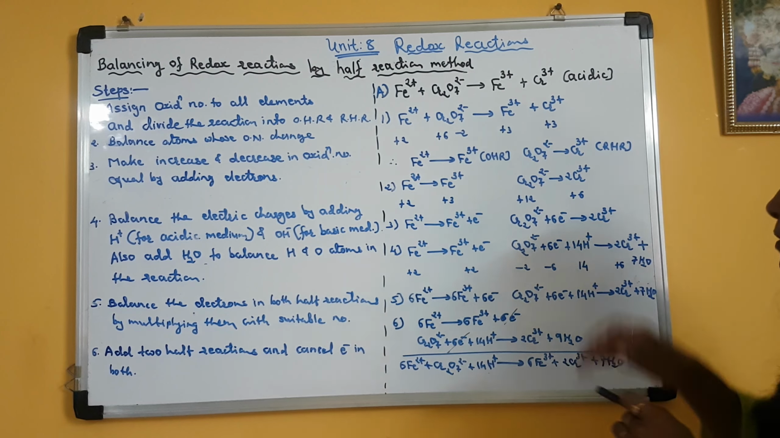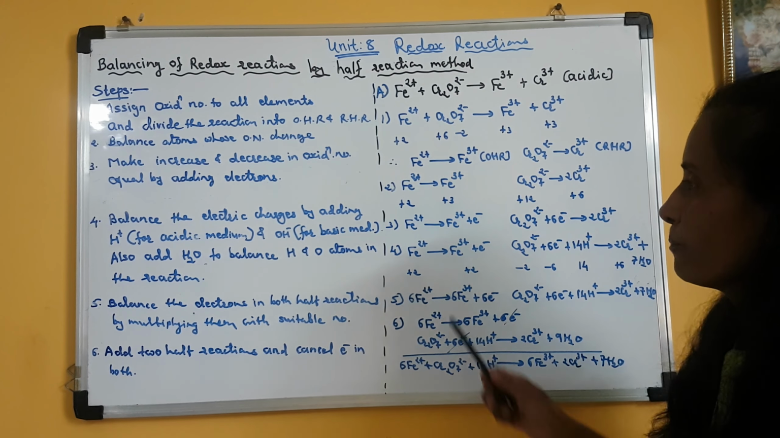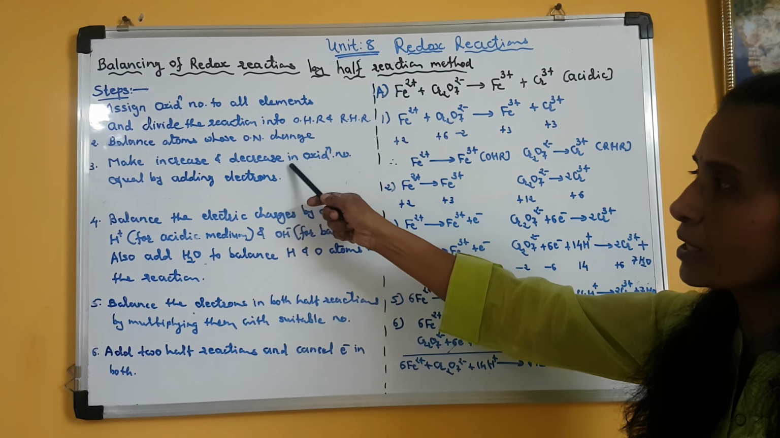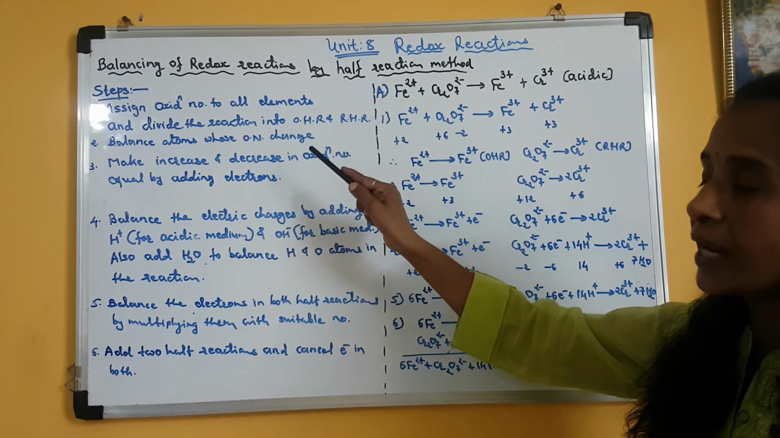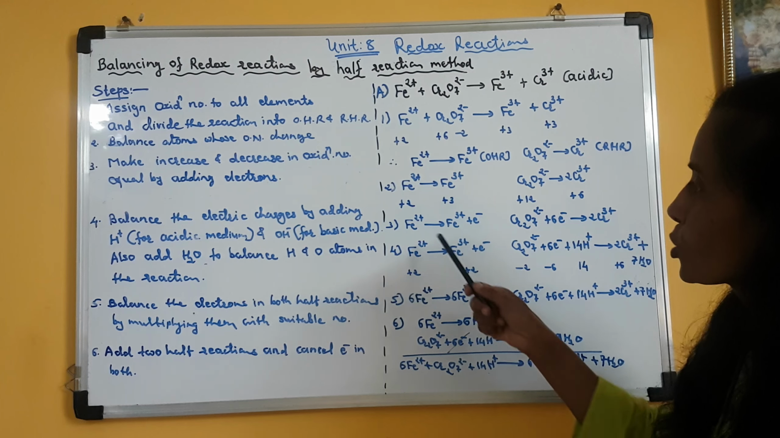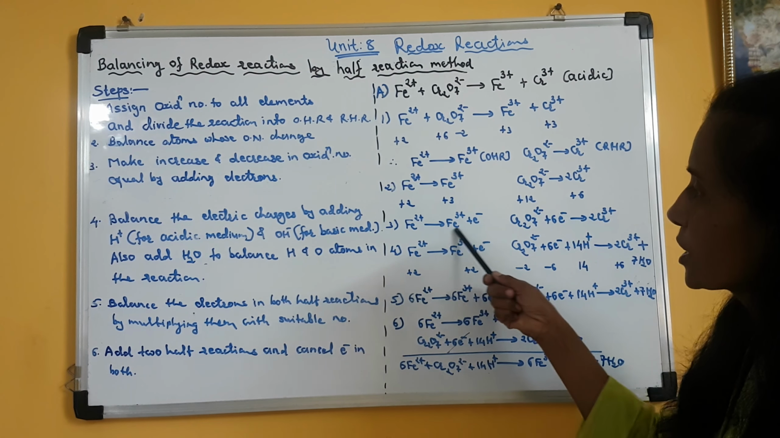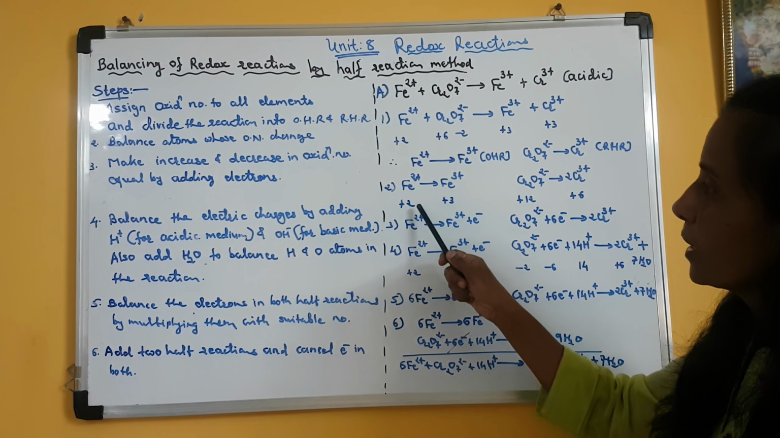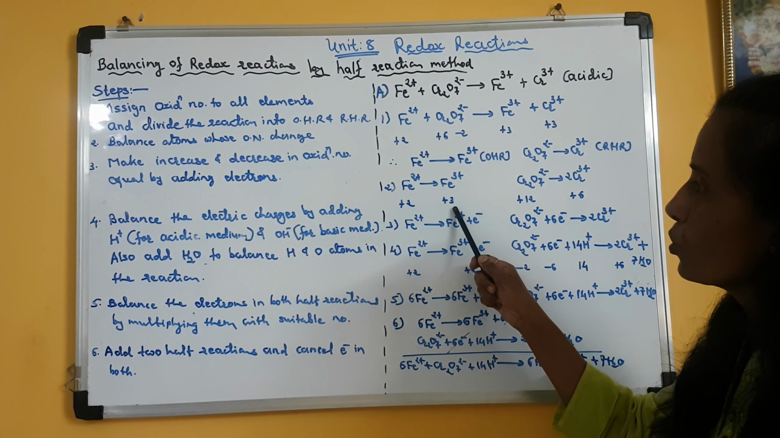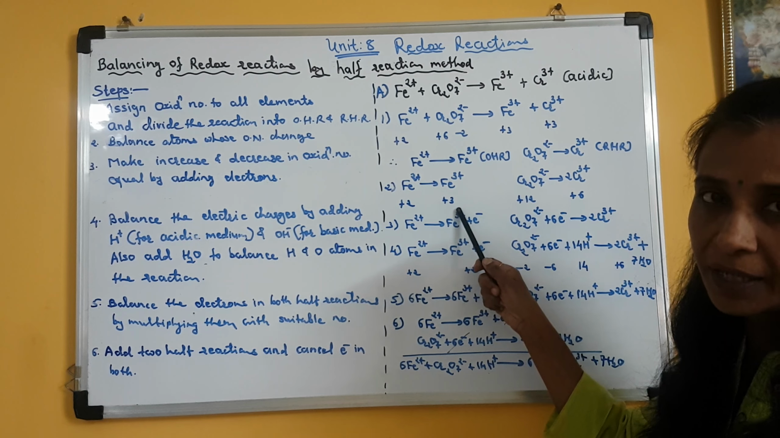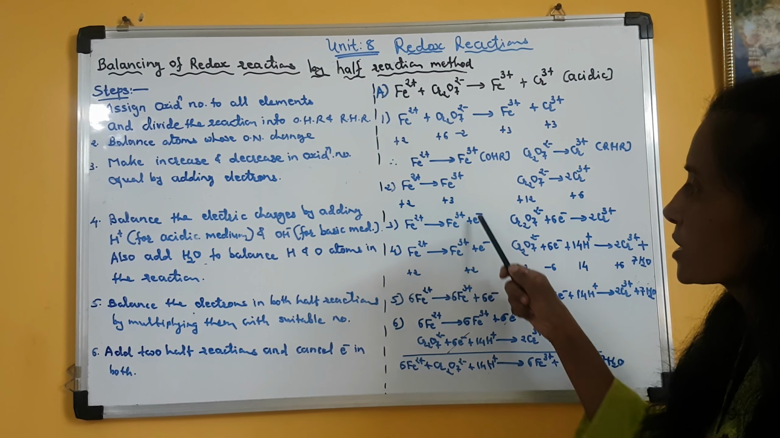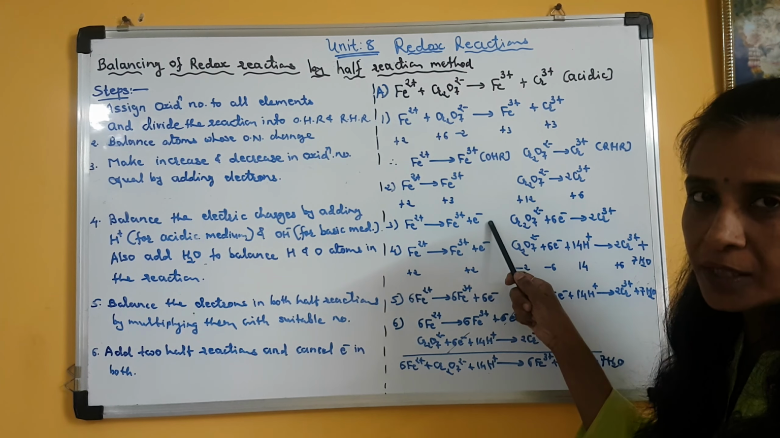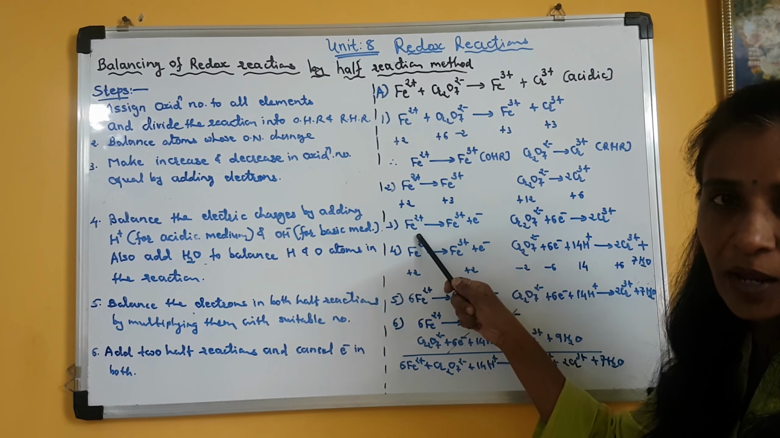After this, now we will balance the oxidation number. Here in the third step, I have to balance increase or decrease in the oxidation number by adding electron. So in the first reaction, oxidation half reaction, on the reactant side the oxidation number is +2, on the product side it is +3. So on the product side I need to add 1 electron. So +3 minus 1, it will be +2. Here also it is +2.